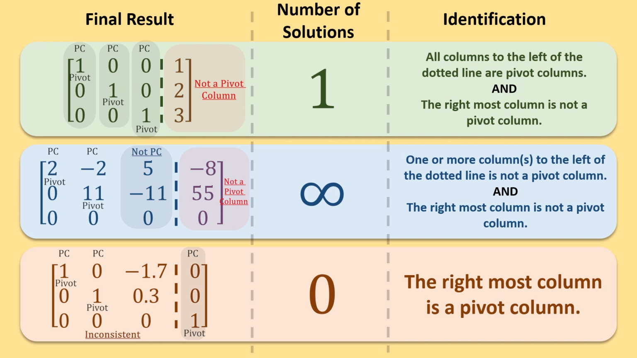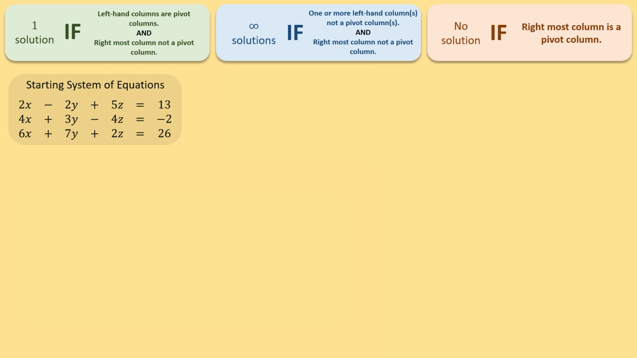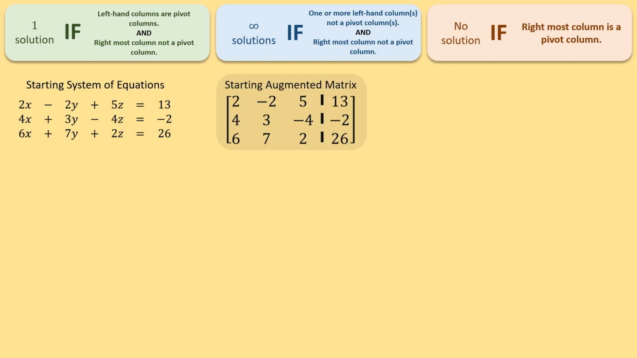Now that we talked about how to identify the number of solutions for a given system of equations, let's talk about an example for each scenario. Consider this starting system of equations. Here is the augmented matrix associated with this system. Each column of this matrix on the left-hand side represents one of the variables in our system of equations. The column to the right of this dotted line represents what each equation was equal to at the beginning. If you need a refresher on setting up the augmented matrix, check out this video here.